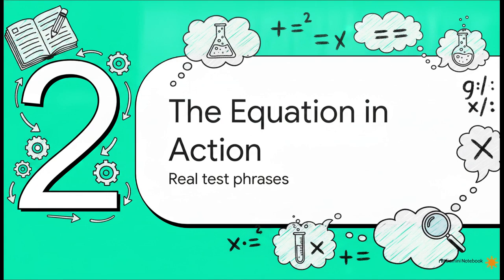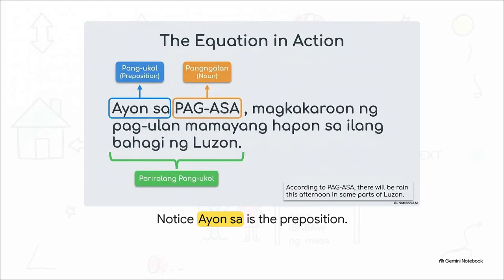Let's see what this looks like in the wild. Okay, let's break down a real sentence. Ayon sa PAGASA, magkakaroon ng pag-ulan. In English, this translates directly to, according to PAGASA, there will be rain. Look at how the parts align perfectly. Ayon sa is our pang-ukol, our preposition. It translates to according to. But the phrase isn't complete without the pangalan, the noun, which in this case is PAGASA, the Philippine Weather Bureau. So the full Pariralang Pang-ukol is ayon sa PAGASA.